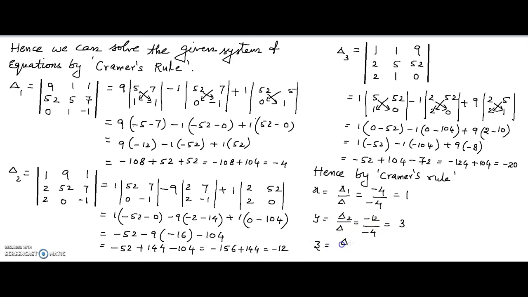And z is delta 3 by delta. Delta 3 we got is minus 20 by delta, that is determinant of A is minus 4. Minus minus cancels, 20 by 4 is equals to 5. Therefore, x equals to 1, y equals to 3, z equals to 5 is the solution, the values of x, y and z.